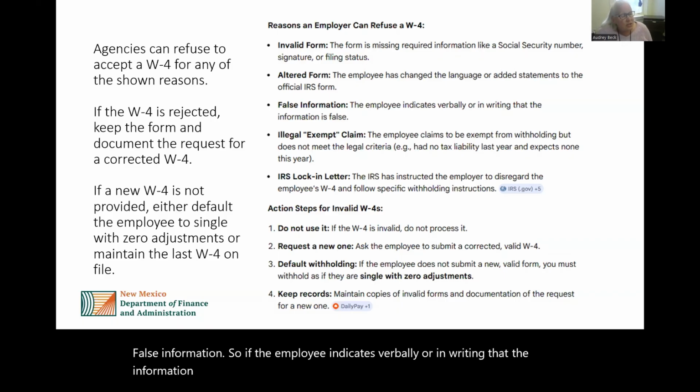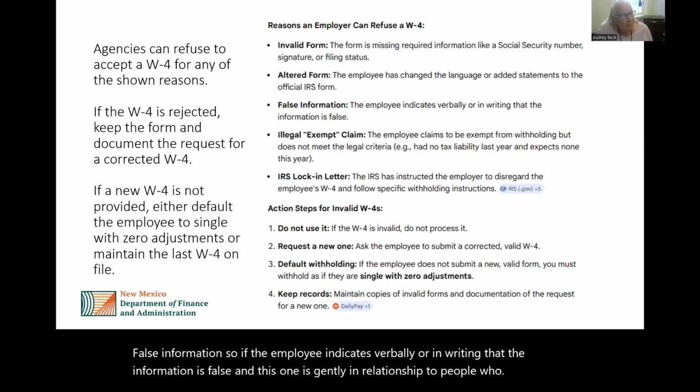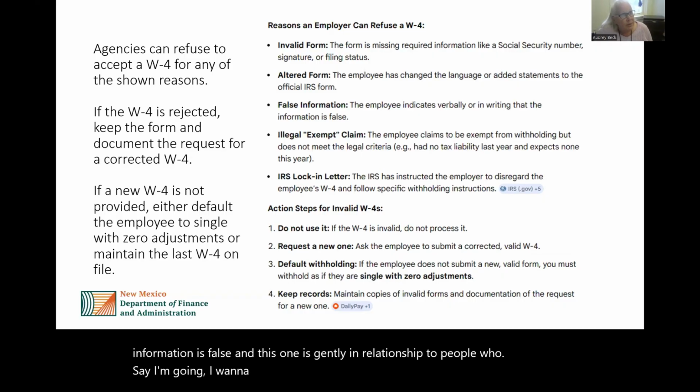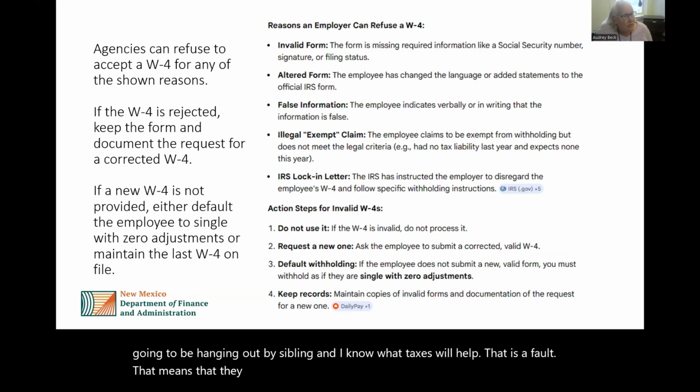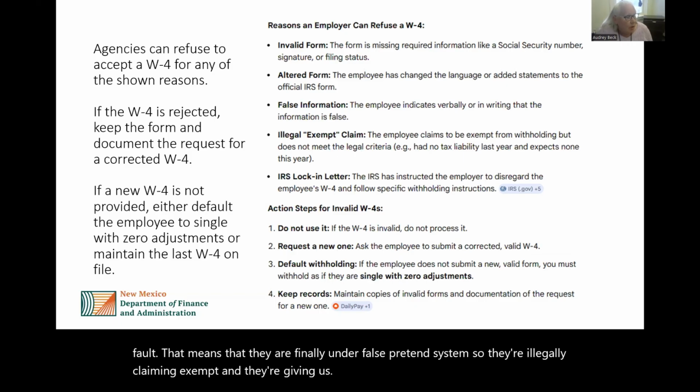And this one is generally in relationship to people who say, I want to change my W-4 to exempt for this next pay period because I'm going to be paying out my sick leave and I don't want taxes withheld. That is a fault. That means that they are filing under false pretenses. So they're illegally claiming exempt and they're giving a false W-4. Both of those we can deny for.